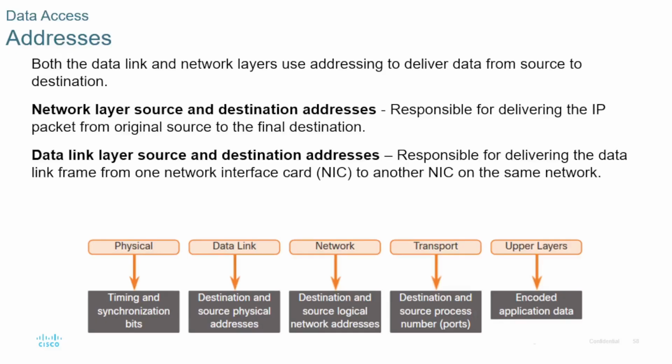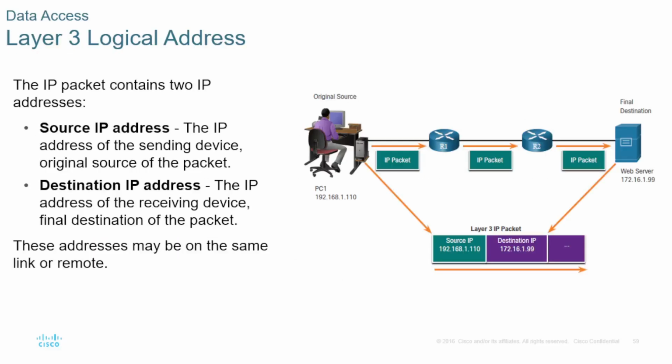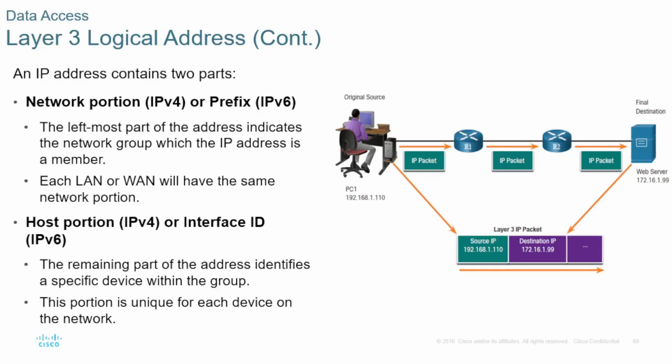At the network layer, each IP packet contains two key addresses that guide its journey, the source IP address and the destination IP address. The source IP identifies the sending device, the original source of the packet. The destination IP identifies the receiving device, the final destination of the packet. These addresses allow the packet to reach the correct device, whether it is on the same local network or a remote network across multiple hops.